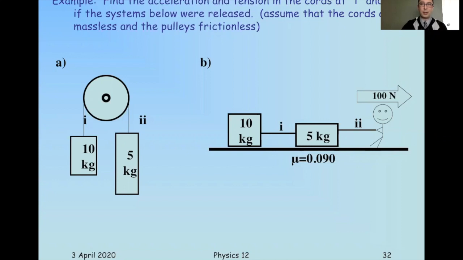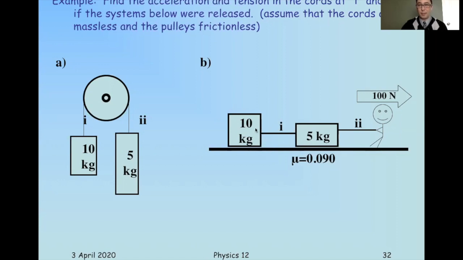What I'd like you to do is, there's two objects here. We'll call it object 1, which is a 10 kilogram object, and object 2, which is the 5 kilogram object you can see right here. What I want you to do is draw two free body diagrams, one for each of these objects, including all the forces that act on each object.